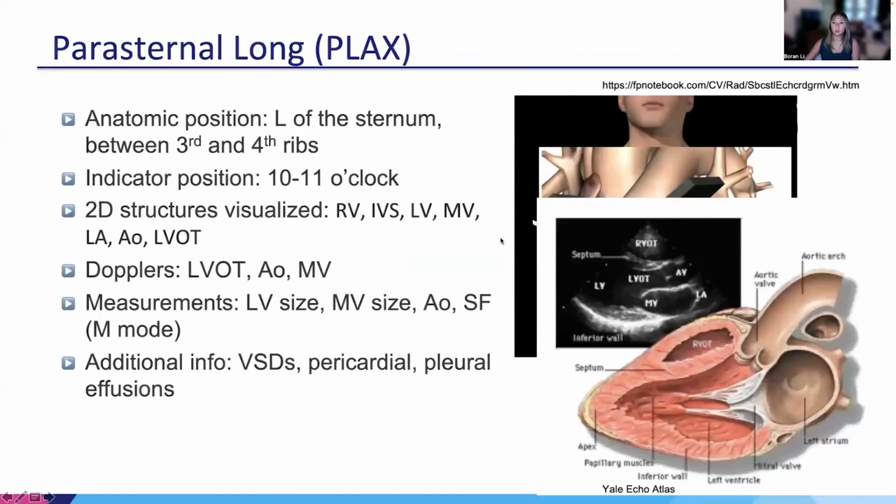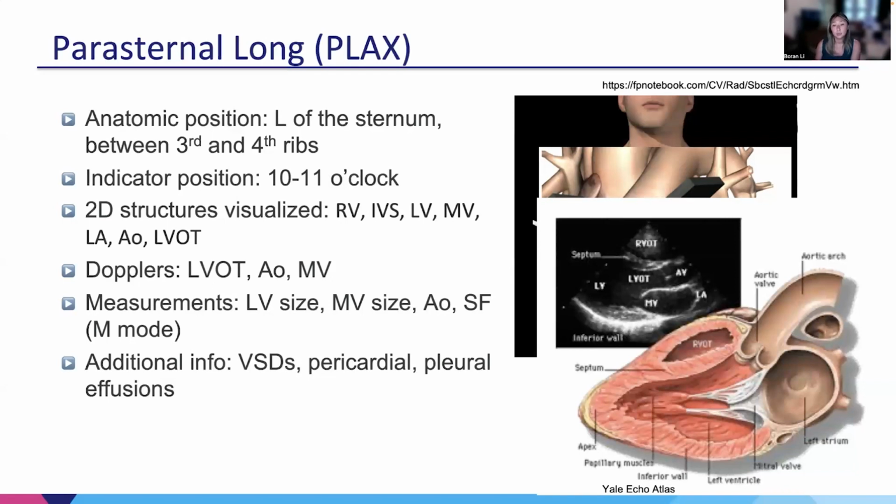So from here, we can see a number of different structures. We see the RVOT out this way, and if you scoop up, you'll see more of it. The aorta, the LVOT, the mitral valve, the papillaries, and then LA. So this is a good one. If you want to do Dopplers, you can do Dopplers across the LVOT, across the aorta, and then the mitral valve. It's not the best for that because the blood flow is moving this way, and if your probe is coming this way, it's actually perpendicular, but you can do it.